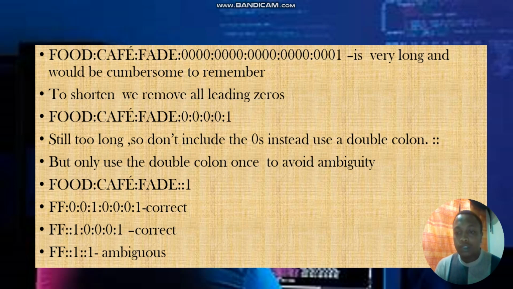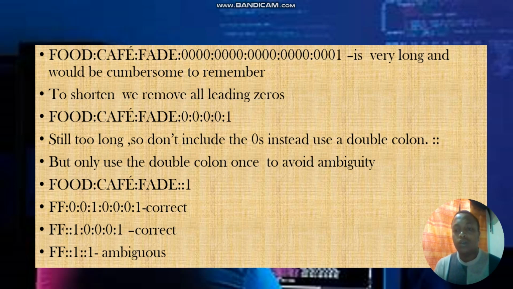Those are the zeros occurring in different blocks that are consecutive. Yes, they are consecutive, but they are happening in between blocks that have significant hex digits. So you basically choose where you're going to use the double colon, and you're only going to use it once. And I have indicated some of the correct ways to represent IPv6 addresses using double colons, and you can go through them here. Remember that if you use a double colon twice, that IP address is going to be ambiguous.